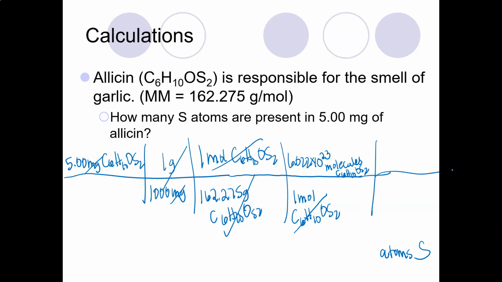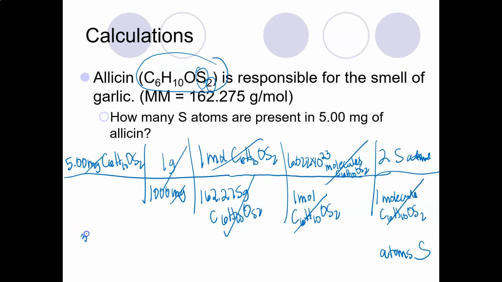So I'm getting ready for another step because I know I have another step. I need to compare molecules of C6H10OS2 to how many sulfur atoms are inside of it. So I'm going to start with 1 molecule of C6H10OS2. How many sulfur atoms are in there? Well, we're looking at the chemical formula. S2. So 2 sulfur atoms.